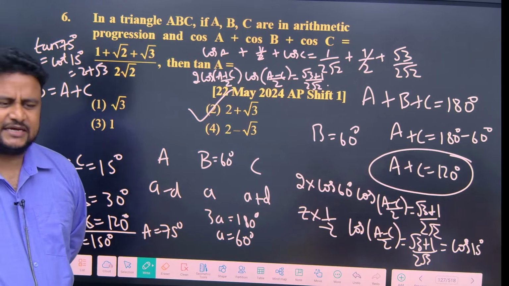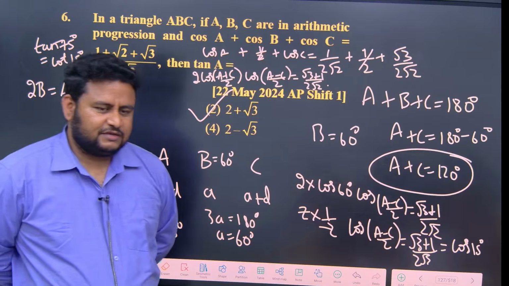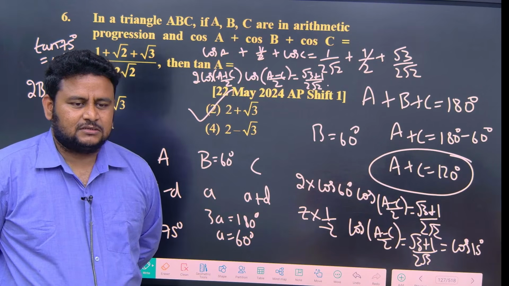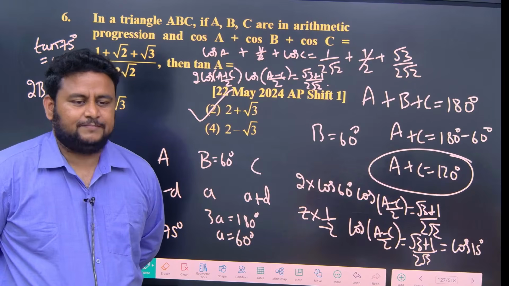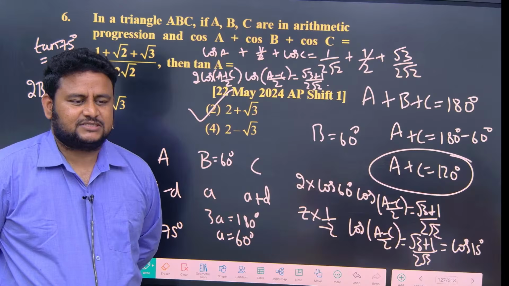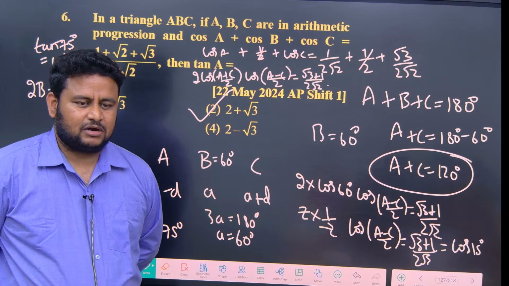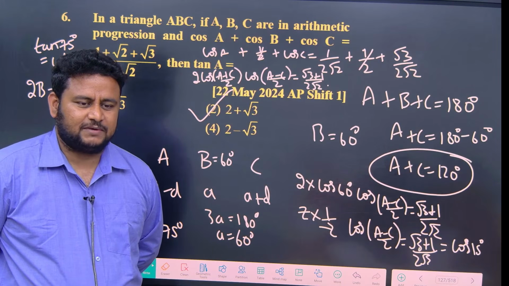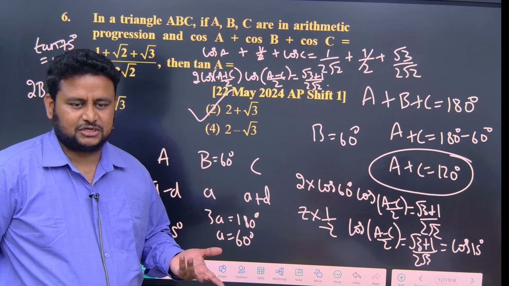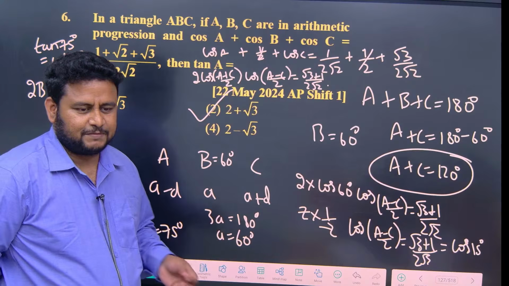60 degree. So they can ask a question like, if ABC in triangle ABC are in AP, find the value of tan B plus cot B. So that is nothing but, B is 60 degree. Tan 60 is root 3, cot 60 is 1 by root 3. Root 3 plus 1 by root 3. That's all. Directly you will be able to find the answer. They can give a simple question like this. If you know the concept of AP, B will be equal to 60 degree.